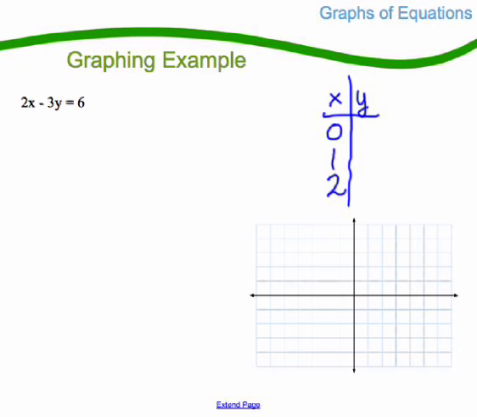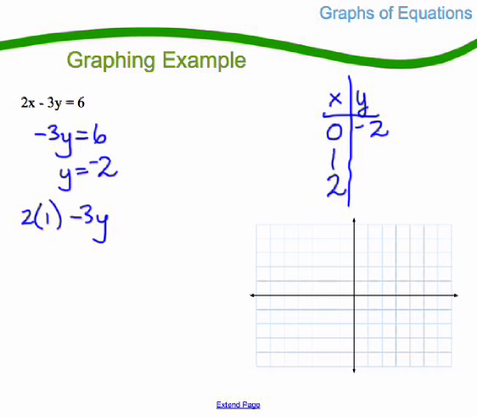So I'm going to try 0, and I'm going to try 1, and I'll try 2 maybe this time. I don't know if these will all work or not. Maybe I'll get fractions. I don't know. But let's try. So we plug in a 0 for x. So 2 times 0 is 0. So I'll really have minus 3y is equal to 6. Divide both sides by minus 3. I get a minus 2. So when x is 0, y is a minus 2.